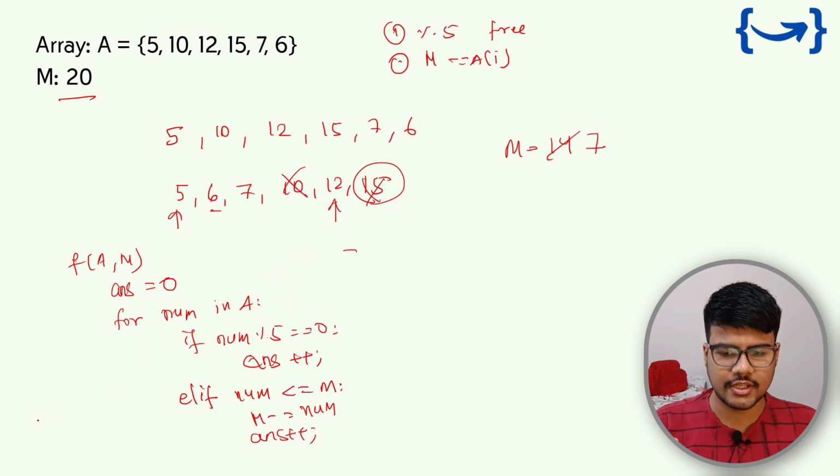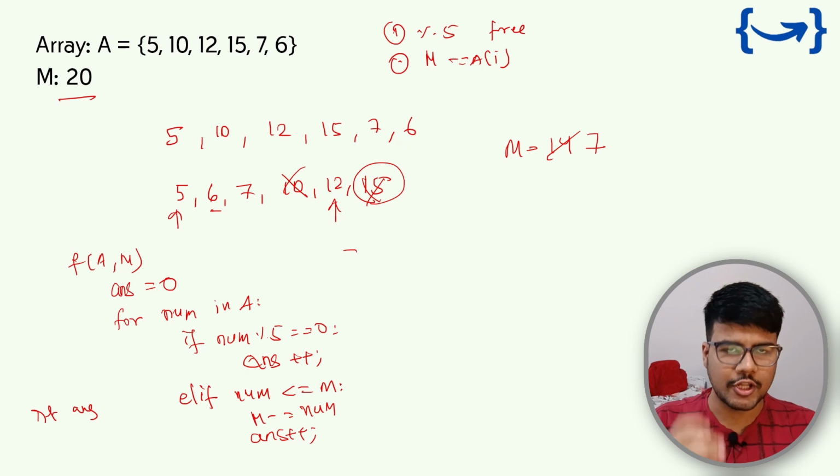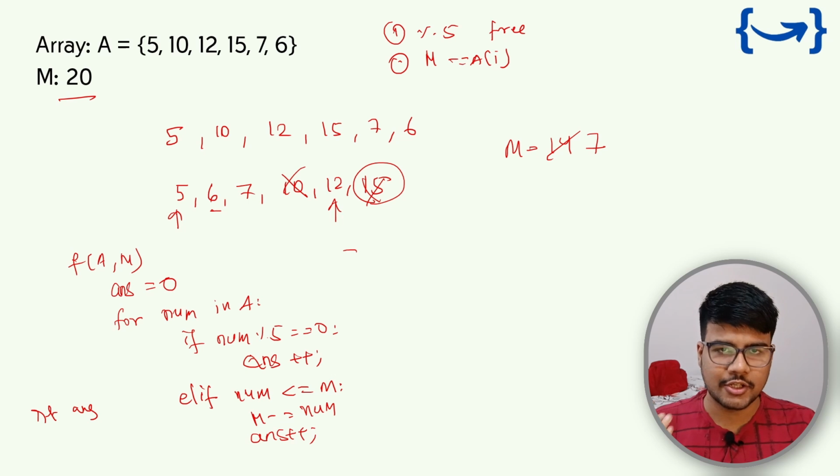Simple. And in the last, just return your answer. So this would be the code of this particular program, which is pretty easy, isn't it? And without wasting time, let's see the code in C++, Python and Java as well.